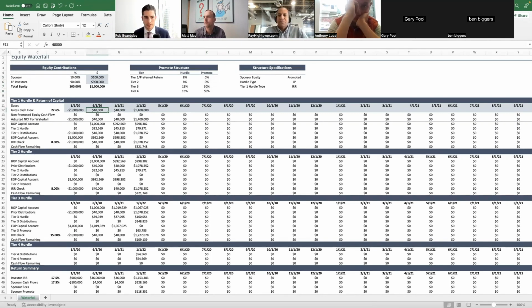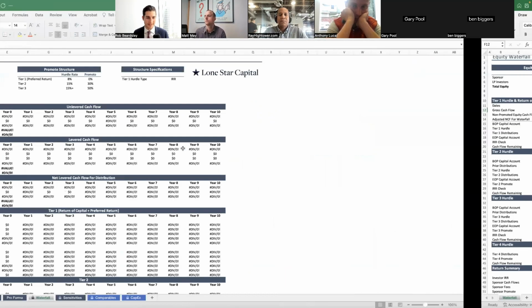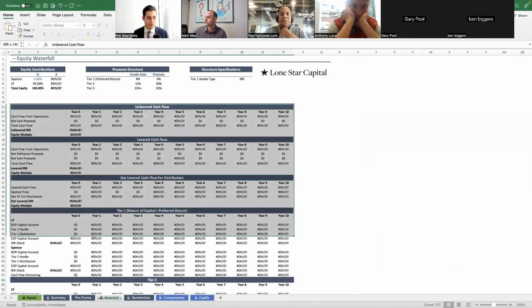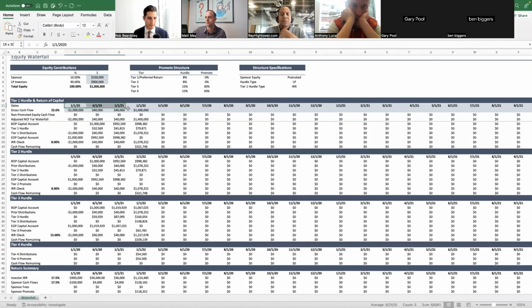Okay, before we move on, does anybody have any questions about anything, the regular IRR waterfall or the XIRR waterfall as well?